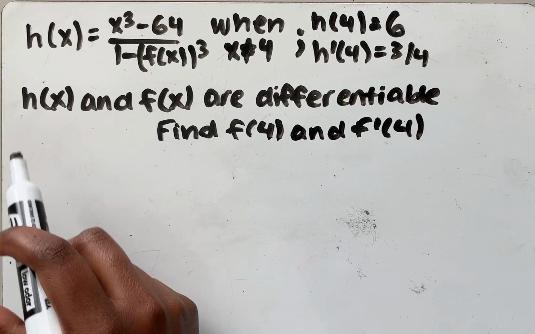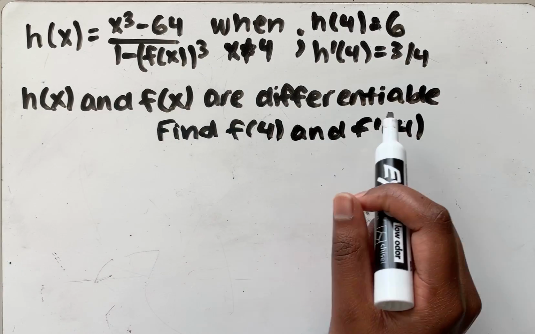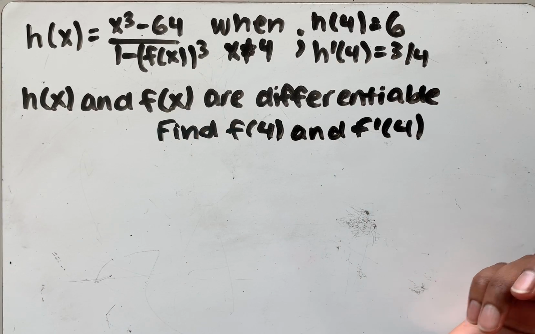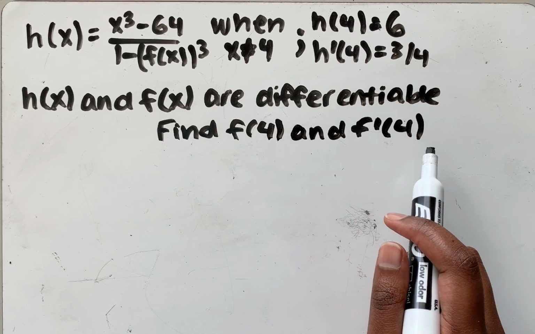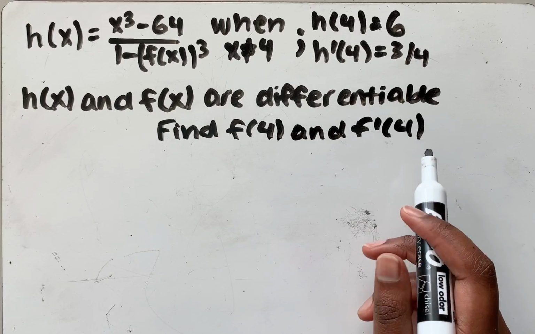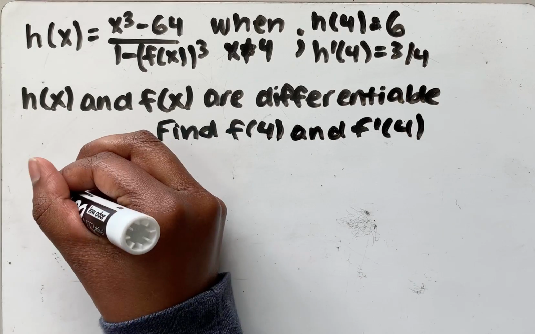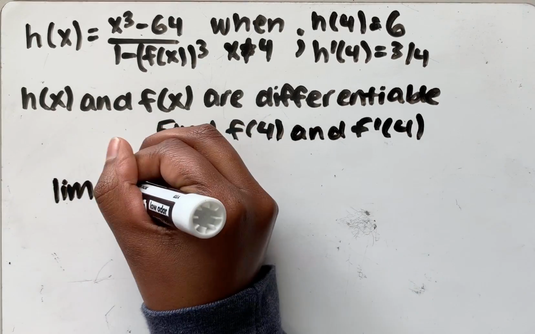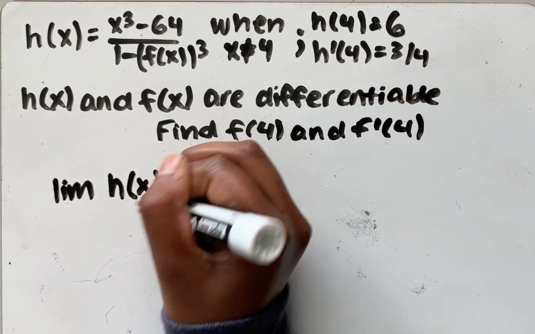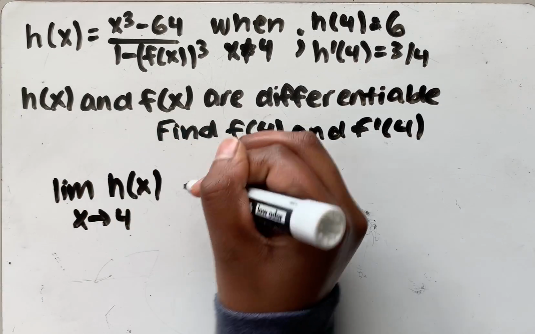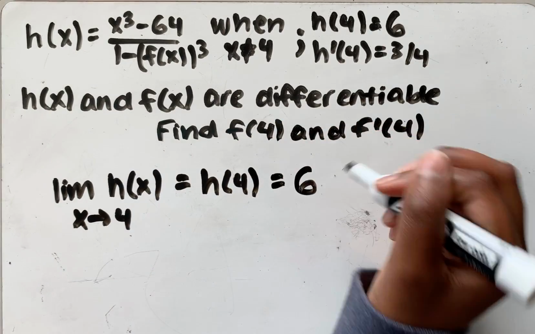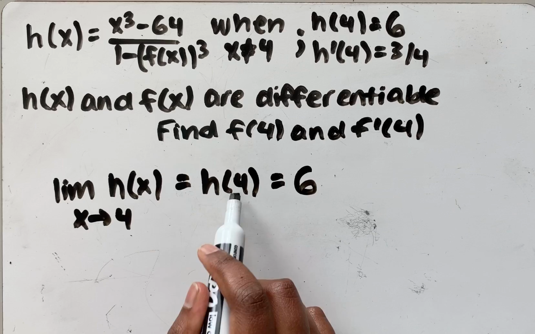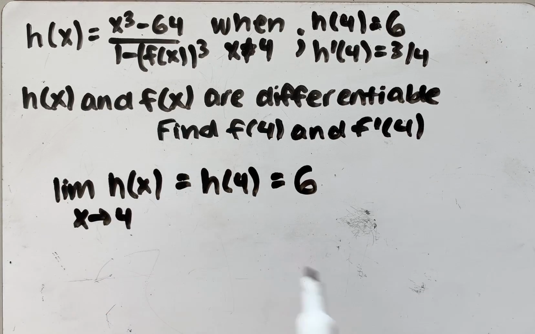And we're also given that h of x and f of x are differentiable, meaning that they're also continuous. And we're asked to find f of 4 and f prime of 4. So the key to solving this problem is making sure that the limit of h of x as x approaches 4 is equal to h of 4, which we're given to be 6, because h of x is continuous, meaning this is true.